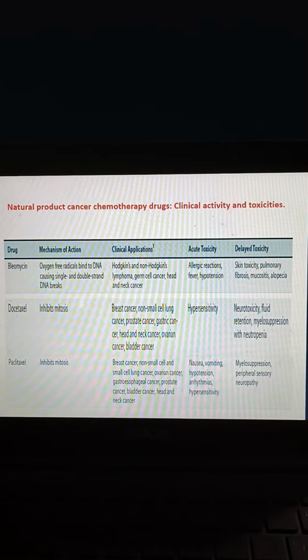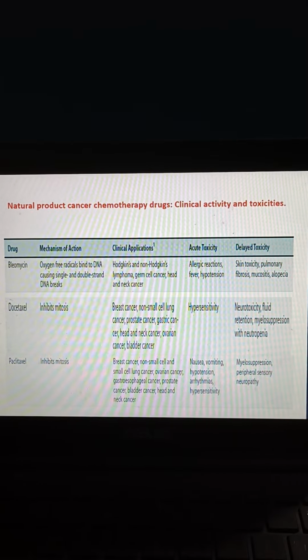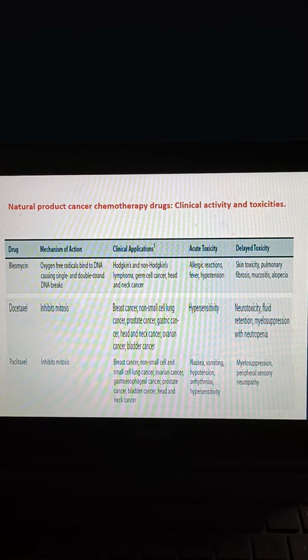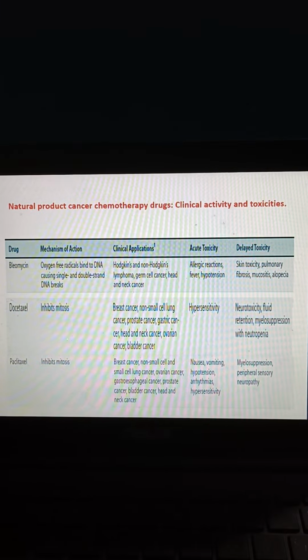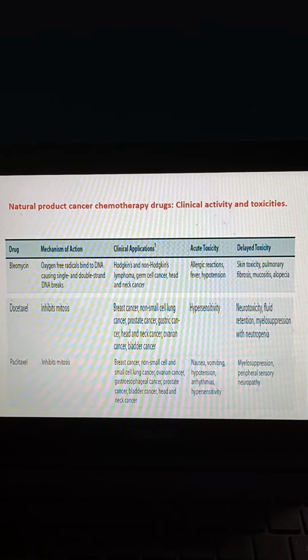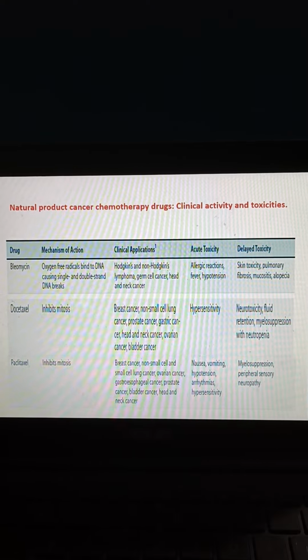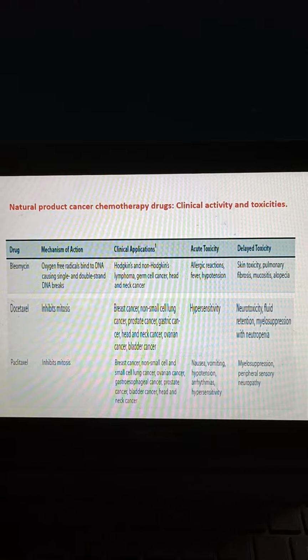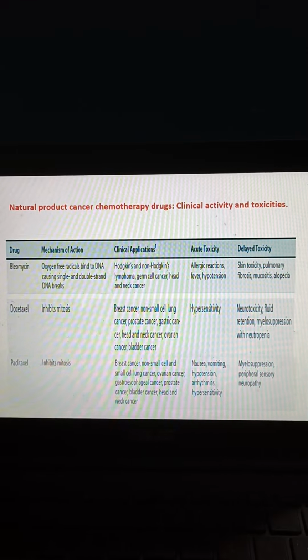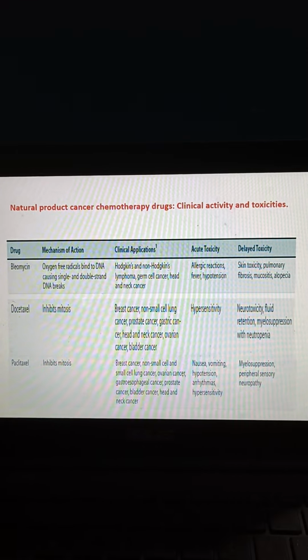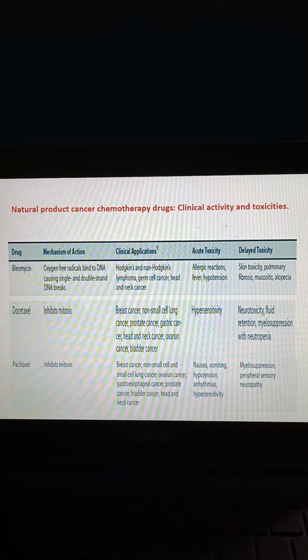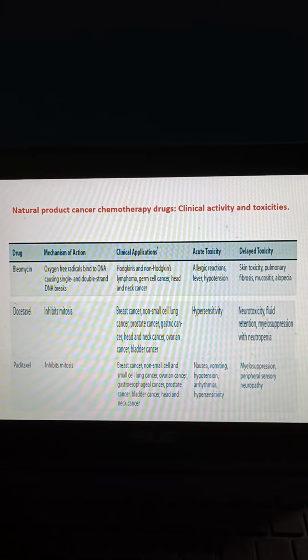Then docetaxel, mechanism of action: inhibits mitosis. Clinical application: it can be used in case of breast cancer, non-small cell lung cancer, prostate cancer, gastric cancer, head and neck cancer, ovarian cancer, bladder cancer. And acute toxicity of docetaxel is hypersensitivity. Delayed toxicity of docetaxel is neurotoxicity, fluid retention, myelosuppression with neutropenia.